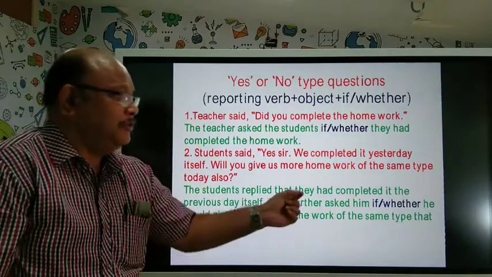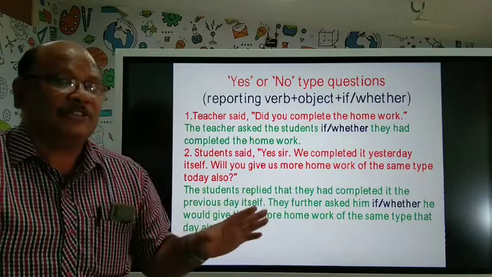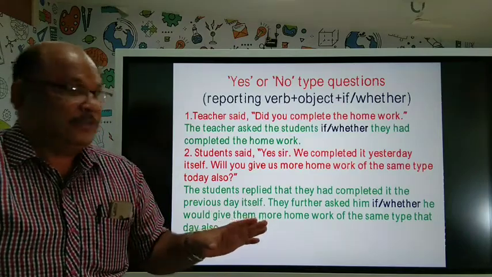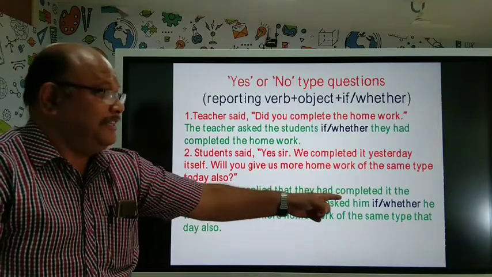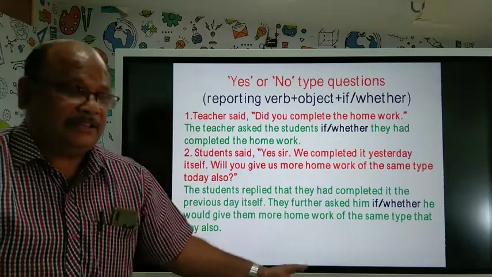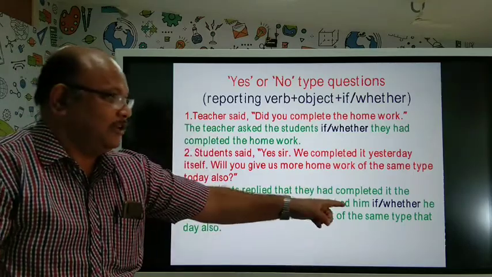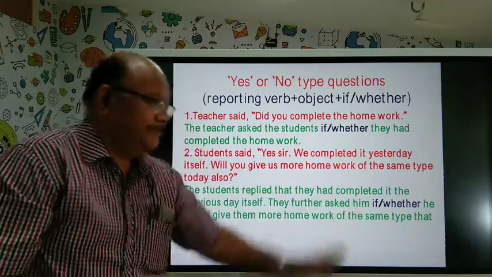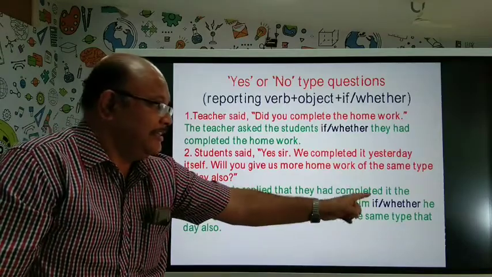So if you are trying to use whether, be careful about the spelling. If you make a mistake in the spelling like W-E-T-H-E-R, that's a different word, the climate one. Don't use that. If you are not sure, use if. Otherwise, learn the spelling W-H-E-T-H-E-R.